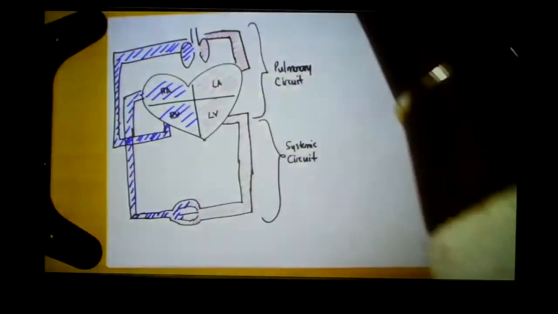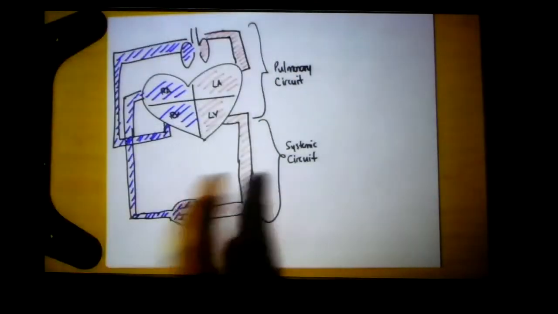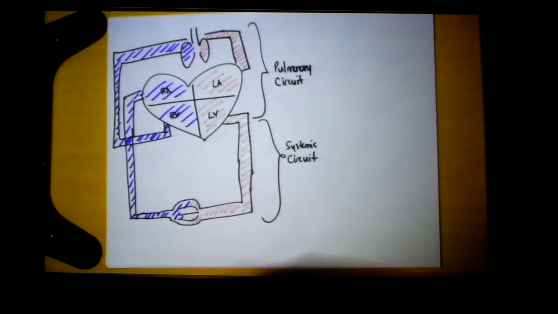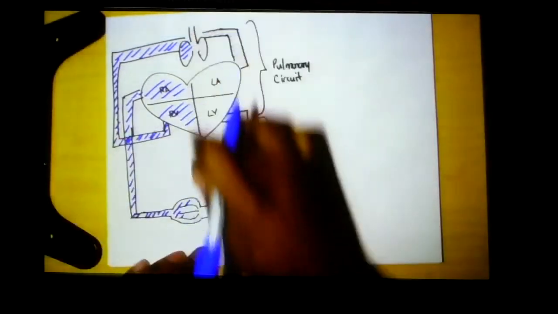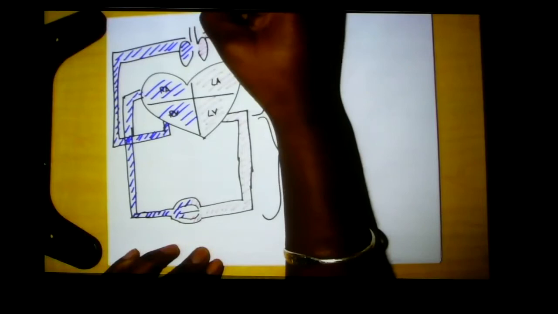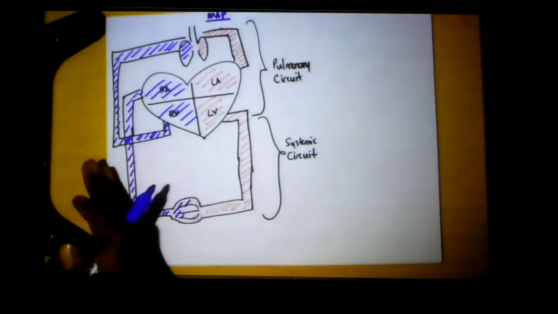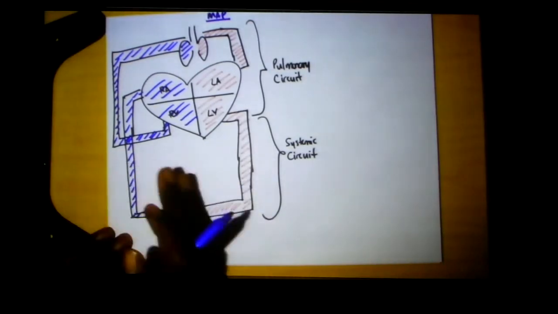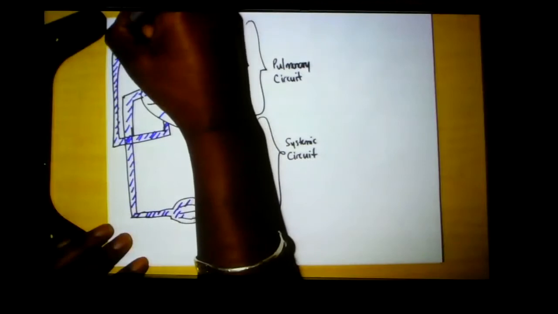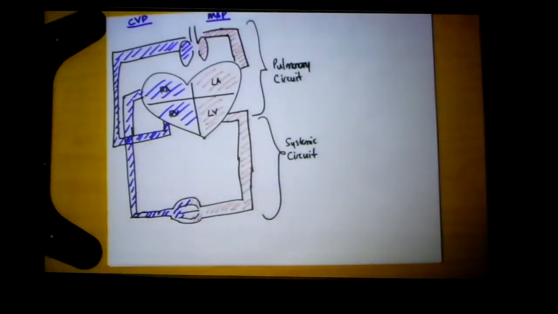Okay. We also know that when we speak about the pressure in both of these sides, we just mentioned that on the left side where we have arteries, we use mean arterial pressure as our guide, as our measurement for pressure. Okay. On the right side where we have deoxygenated blood, we use CVP, that's our central venous pressure, as our measurement for pressure.